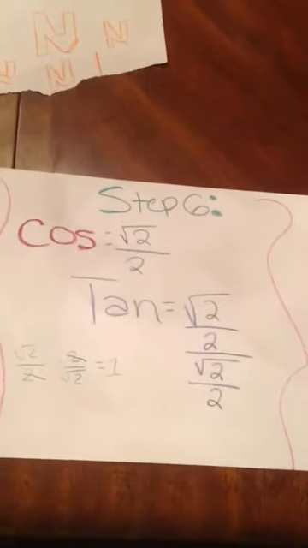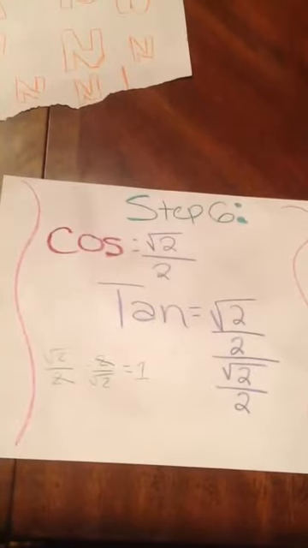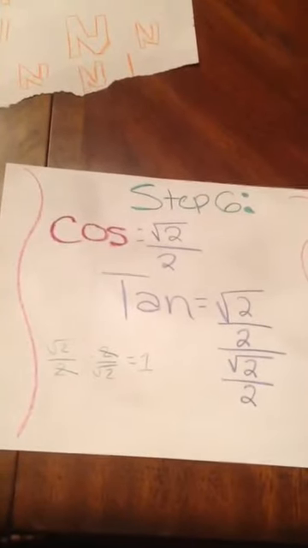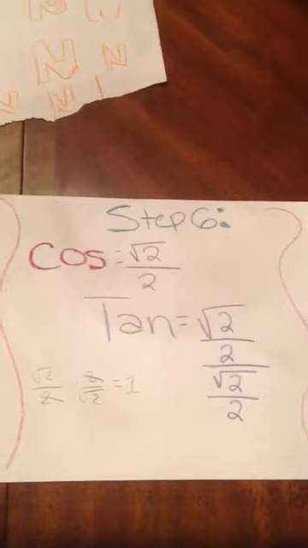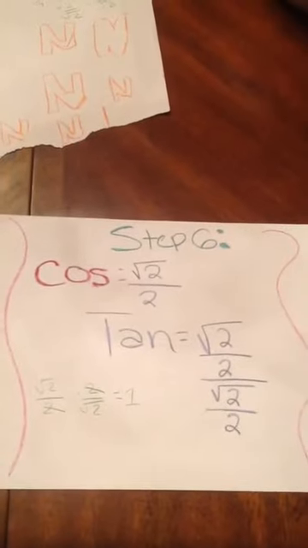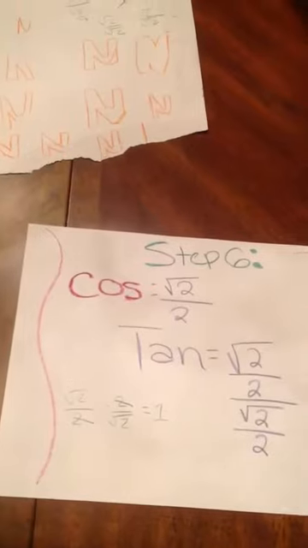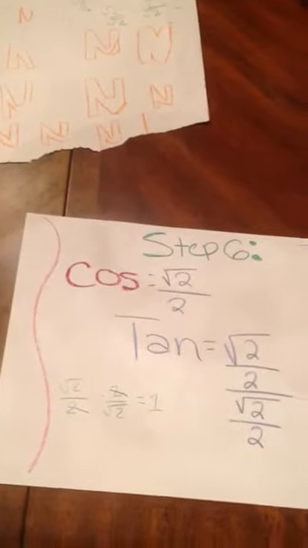Step 6 is cosine, which is x in the trigonometric function, which is square root of 2 over 2. Tan is y over x, which is square root of 2 over 2 over square root of 2 over 2. And we have to simplify it, so we use square root of 2 over 2 times 2 over square root of 2, which equals 1 because we cancel out the 2's, and then we cancel out the square root sign, and 2 divided by 2 equals 1.